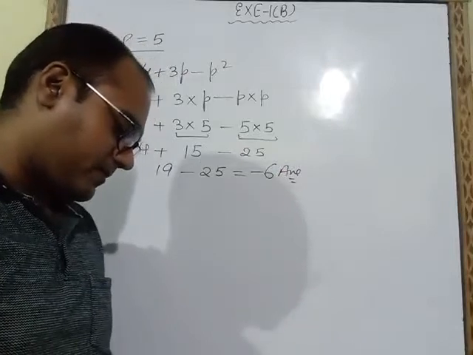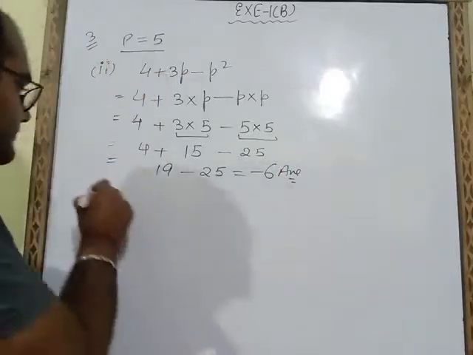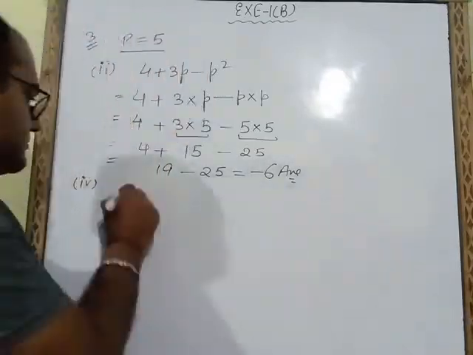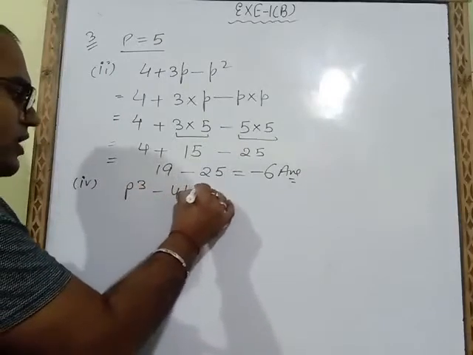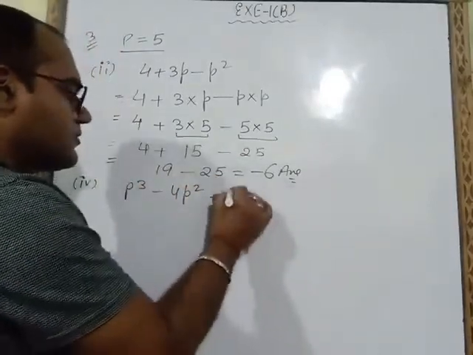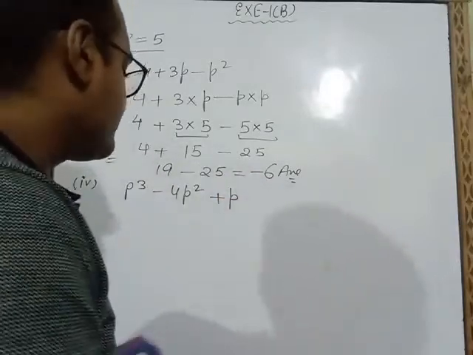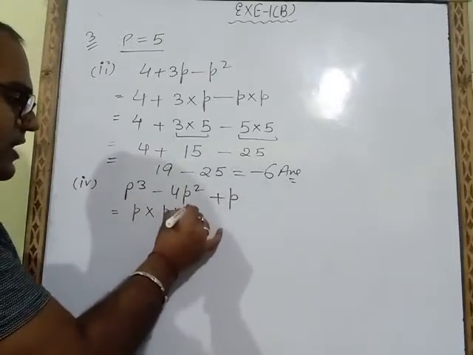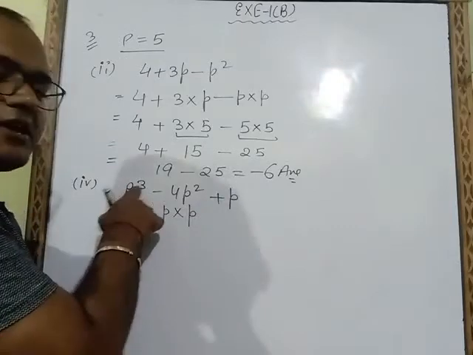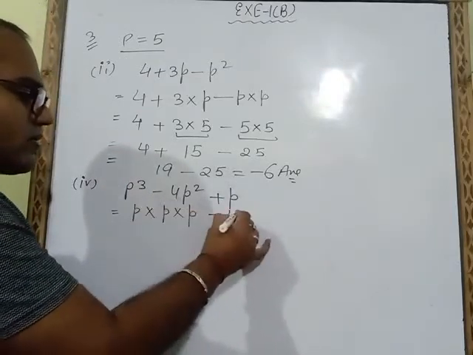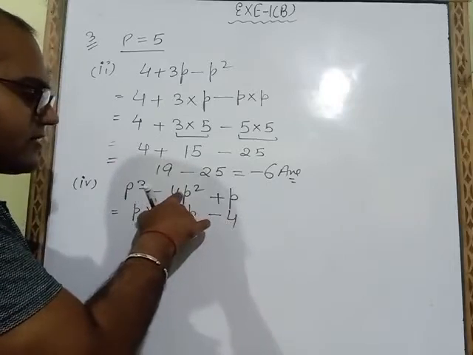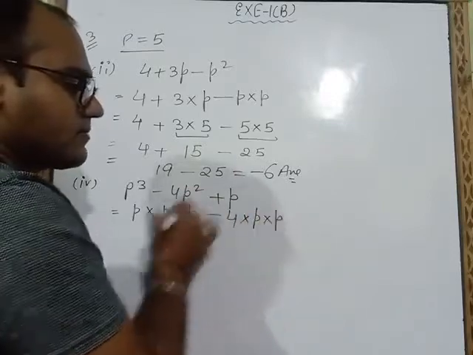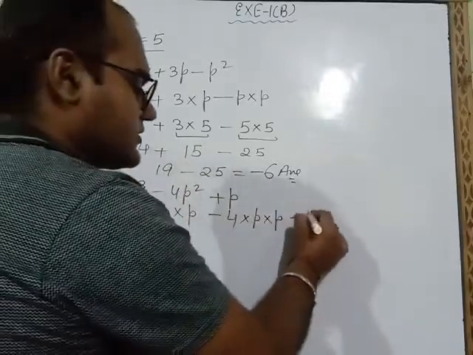Now see another part. Part number 4. Fourth part is p cube minus 4p square plus p. So first of all what you have to do? P cube we will change. We will write it as p multiply p, 3 times we have to multiply because it is p cube. Minus 4. After 4 no sign is there, so we have to put a multiply sign. P square we will write as p multiply p. Plus p we have to write as it is.